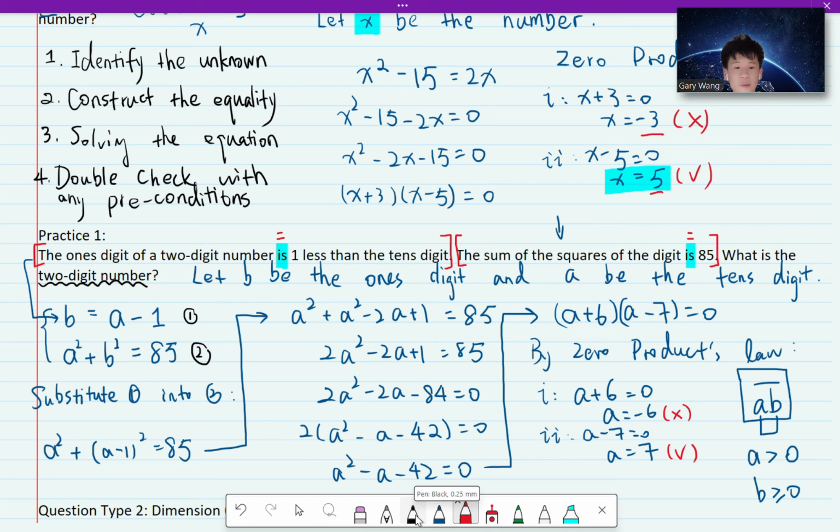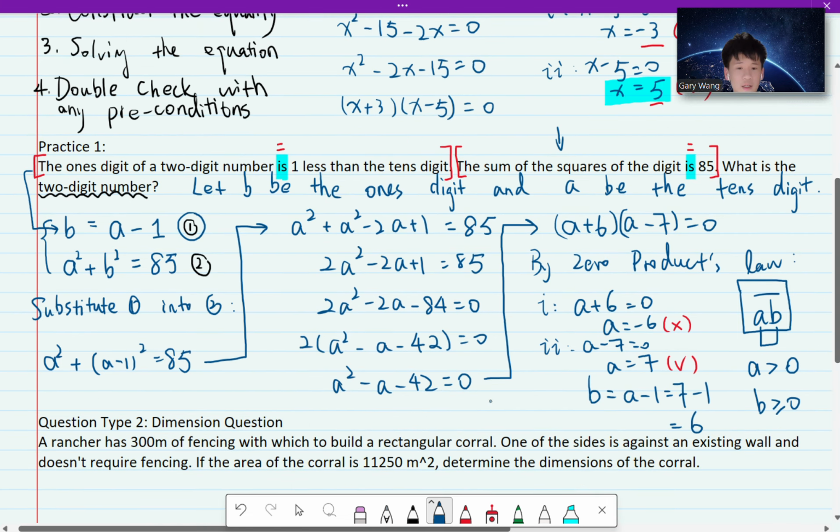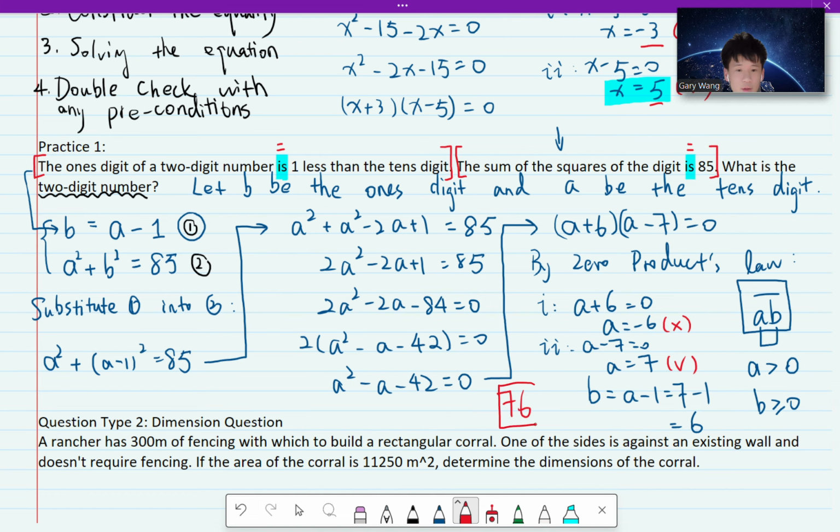So now we can substitute A equal to 7 back into our equation 1 to find B equal to A minus 1 equal to 7 minus 1 equal to 6. And then we can see that since B is the ones digit and A is the tens digit, our final answer would be 76. This would be our final answer.